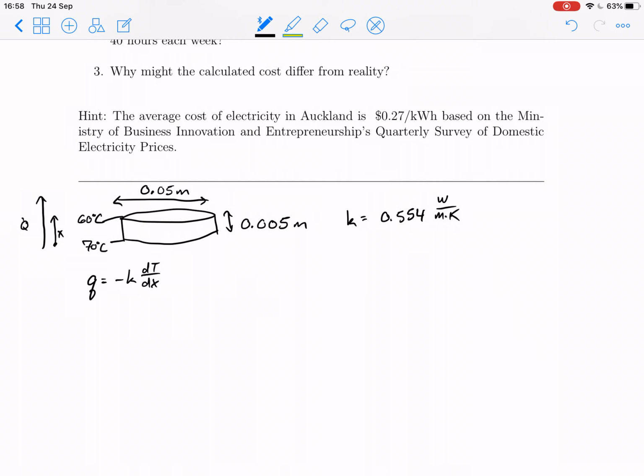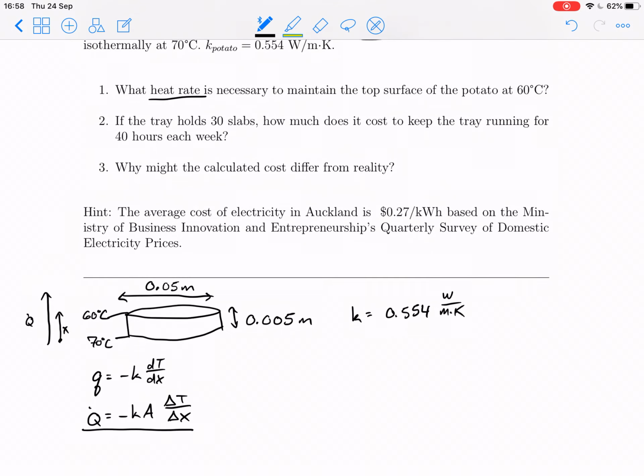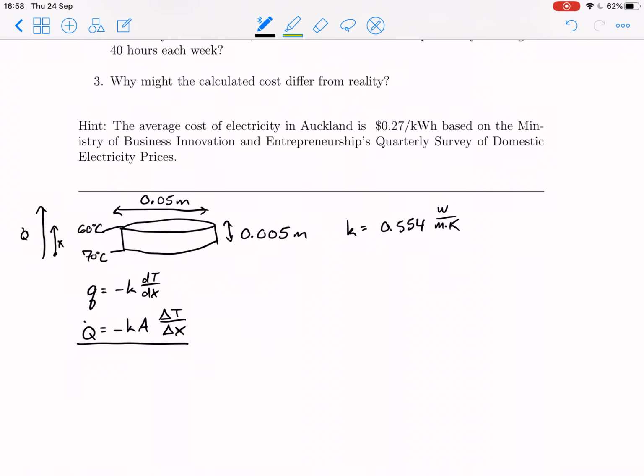In our last example, we started with the differential form of Fourier's law, and we saw that it very quickly collapsed into this incremental form of Fourier's law because it's a very simple linear geometry. So we'll just start with this expression because, again, this is unidirectional heat transfer in a very simple situation. And we want to calculate that heat flow. That's what the question's asking for, heat rate. And that's going to be in units of watts or joules per second rather than q, which is in units of watts per meter squared.